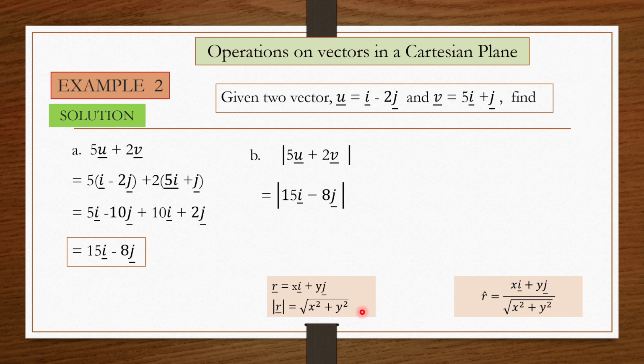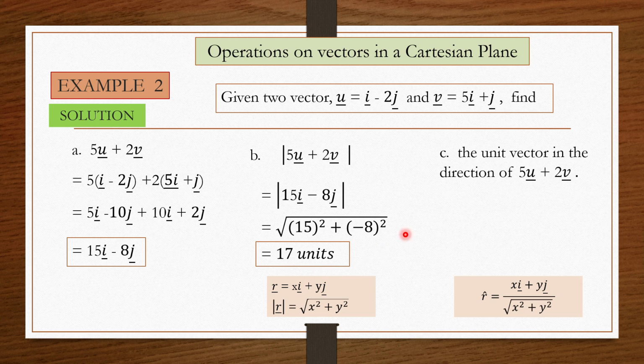Use the Pythagoras theorem. So 15 square plus, now be careful, here you have negative 8, make sure you use brackets. Without brackets, just negative 8 square, you will get the wrong answer. So make sure you use brackets. In brackets, you have negative 8 square. Simplify this and you'll get the final answer as 17 units.